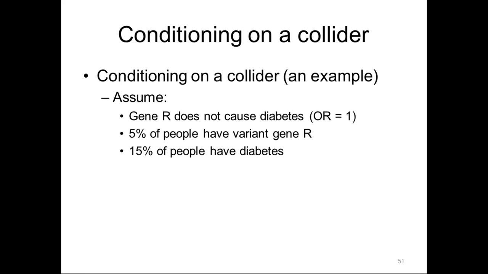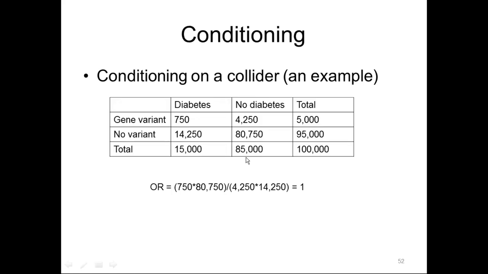So to give you an example, I set up a little dinky simulation. I said, okay, this gene has no association with diabetes, right? So the odds ratio is 1, completely null. And we're going to say 5% of people have the variant in the gene, and 15% of people have diabetes, and create a population of 100,000 so I didn't wind up with fractional people. And basically set up this 2x2 table. In this case, we're not conditioning on diabetes, and we get an odds ratio of 1 because I set it up that way.